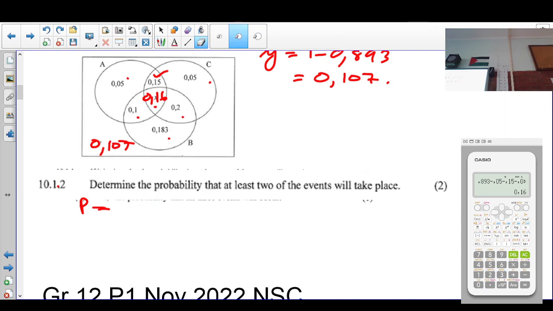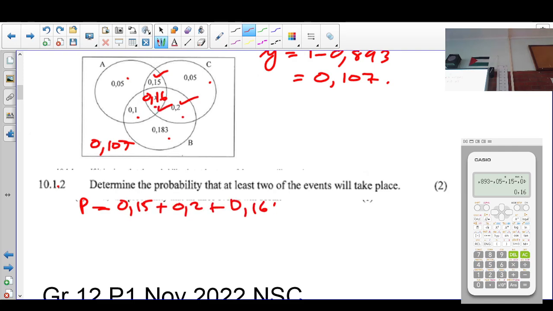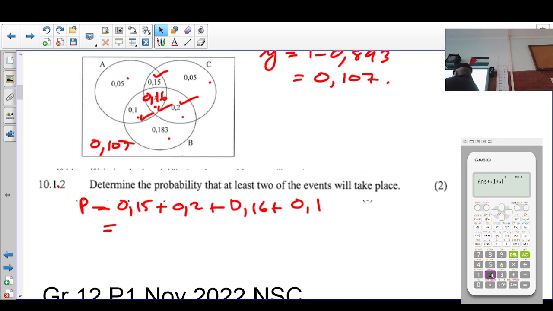0.15 plus 0.2 plus 0.16 plus 0.1. We already have 0.16 plus 0.1 plus 0.2 plus 0.15. It's going to be 0.61. Is that correct? Right.